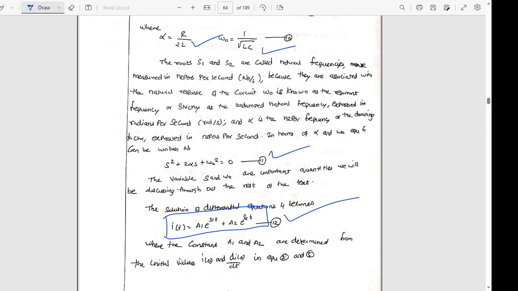As I already told, I of 0 and di of 0 by dt are the initial values we are supposed to know in order to find what is a1 and what is a2. We are supposed to calculate I of 0 and di of 0 by dt in order to find the final equation.